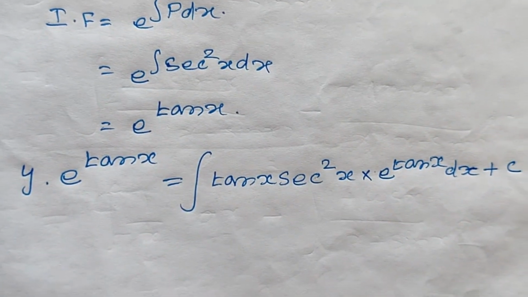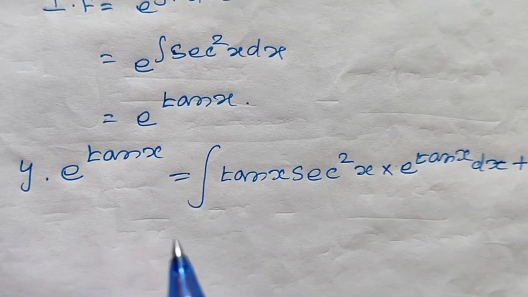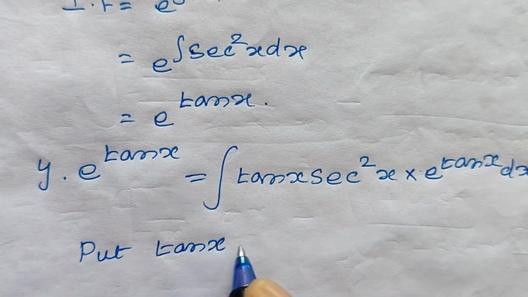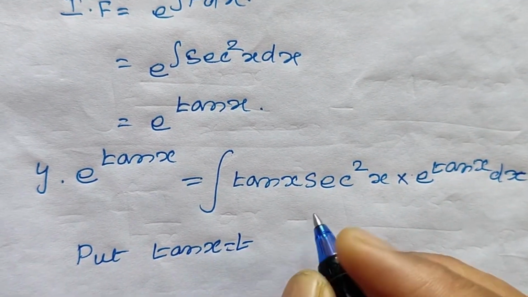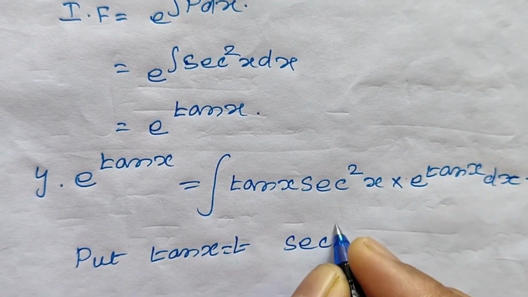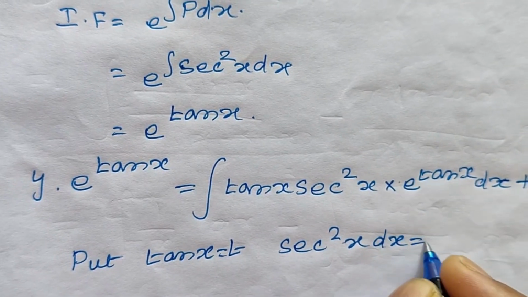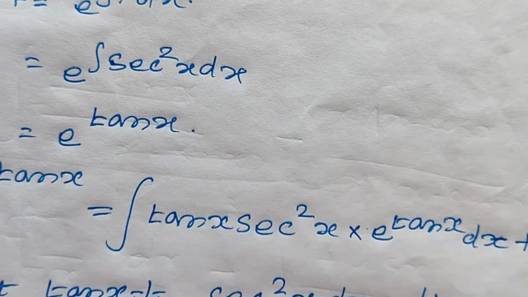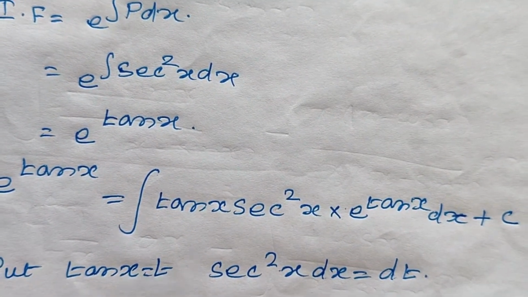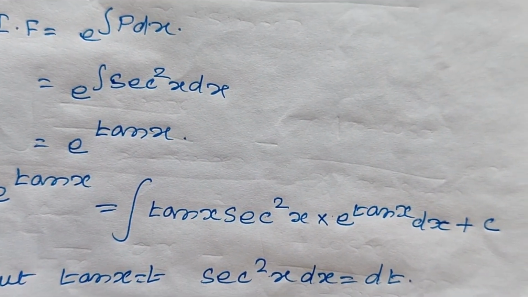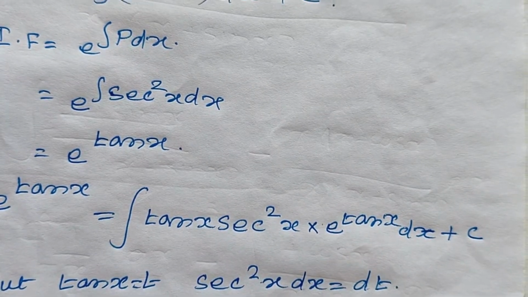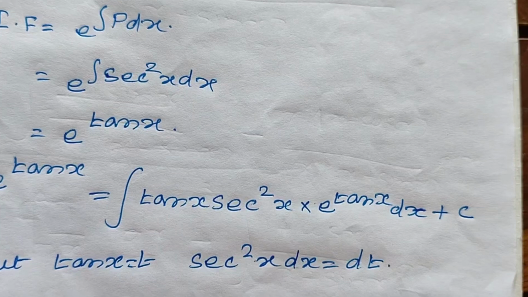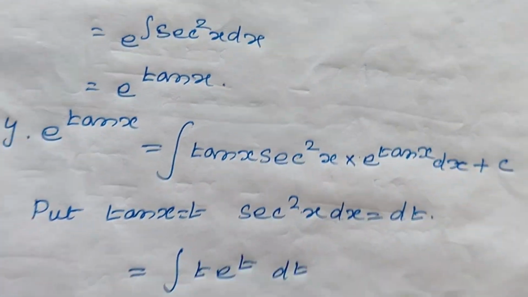So first we have to find the integration. Put tan x equal to t. Then secant square x dx equal to dt. Therefore the integral becomes integral t e power t dt.